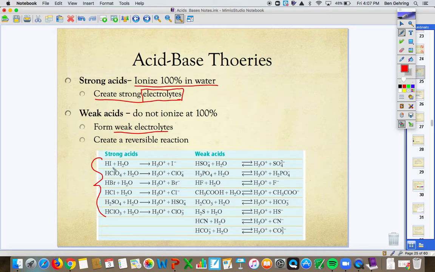So you need to know hydroiodic, hydrobromic, and hydrochloric are your binary strong acids. Those 3. Your other strong acids are perchloric, sulfuric, chloric, and the last one that's not on this table is nitric acid, which is also a strong acid. It produces H3O and nitrate. So nitric acid is also a strong acid. So these are your 7 strong acids that you have to know. Everything else is a weak acid.